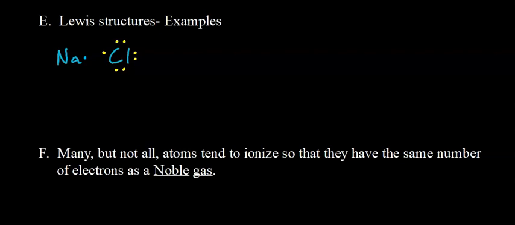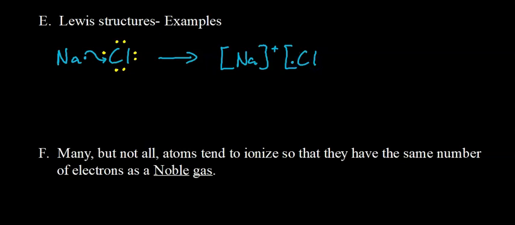Well, the same thing happens here. Sodium and chlorine are going to play tug of war with these two electrons here. Chlorine, being much stronger than sodium, actually rips the electron off of the sodium. And when this happens, you have the simultaneous formation of two oppositely charged particles. So let's now draw the Lewis structures of the ions that result.